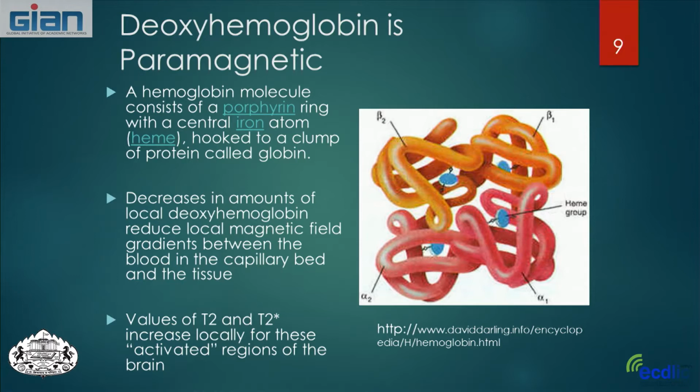So the decreases in the local amount of deoxygenated hemoglobin reduce local magnetic field gradients between the blood and the capillary bed. So when this happens, the values of T2, and particularly T2 star, increase locally, and it's T2 also because remember we said that T2 star is a part of T2 in an inhomogeneous field. And so these properties change locally within the tissue as the blood goes from oxygenated to deoxygenated.